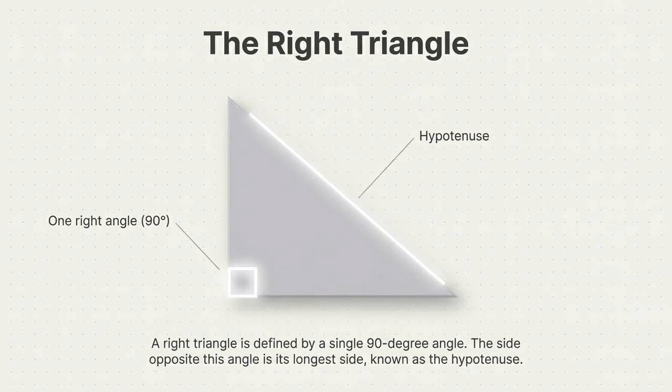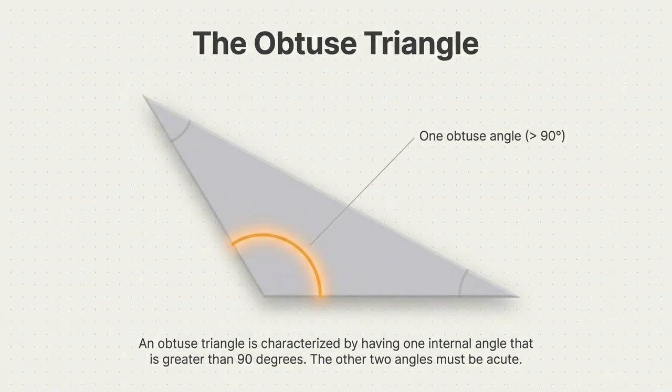So what if one angle opens up even wider than that perfect 90-degree corner? Well, that's when we get the obtuse triangle. It's defined by having just one angle that's greater than 90 degrees. Now, what's interesting is that the other 2 angles in an obtuse triangle are always going to be acute. They have to be. But that doesn't really matter. It's that one big, wide-open angle that gives the whole triangle its name. As soon as one angle tips over 90 degrees, boom, it's officially an obtuse triangle.